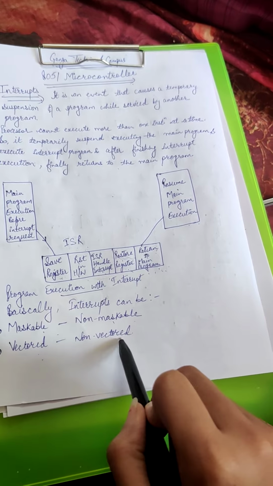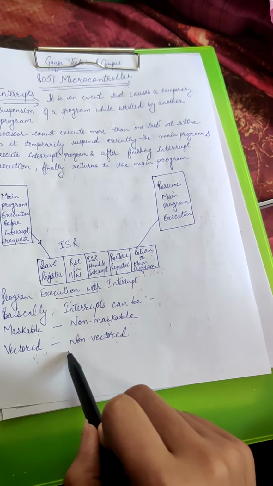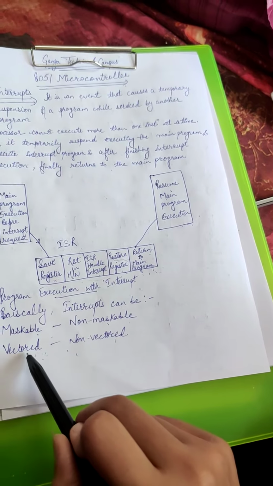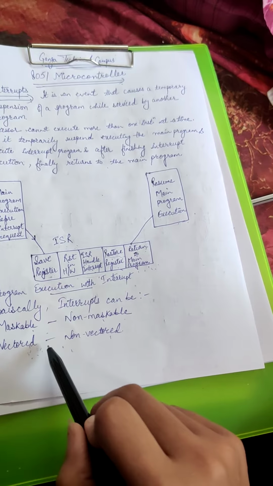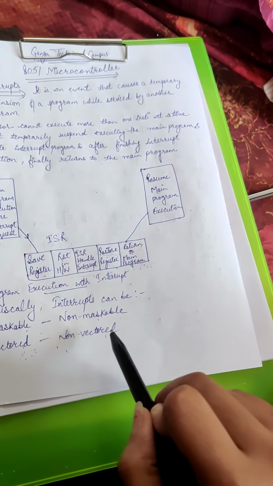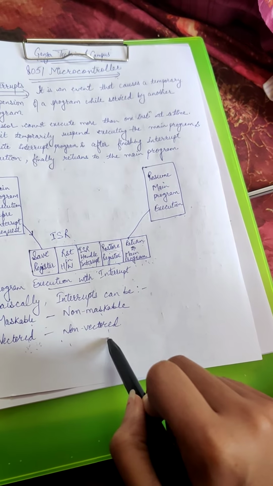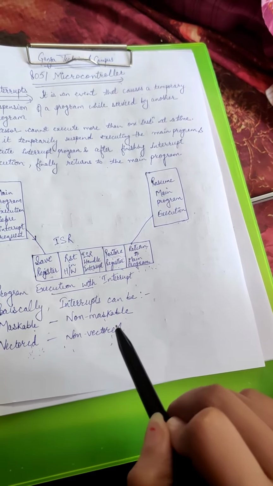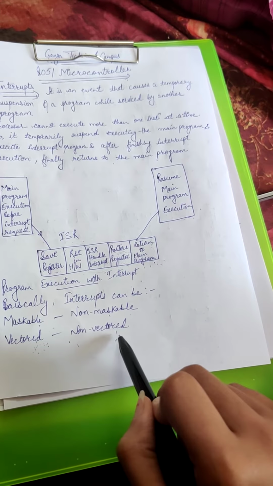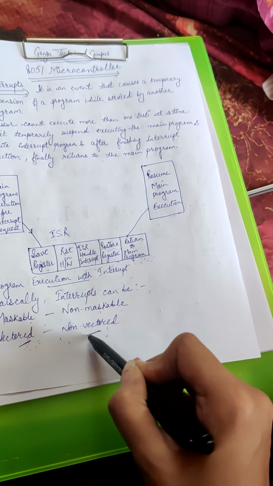Vectored and non-vectored. Vectored means there is an interrupt vector table in which the addresses of the interrupts are fixed, predefined. So in case of a vectored interrupt, the address of the ISR is fixed for that particular interrupt. And in case of a non-vectored interrupt, the addresses of interrupts are not fixed. We have to ask for the address of that particular interrupt on receiving that interrupt. So in case of vectored, addresses are fixed, and in non-vectored, addresses are not fixed.